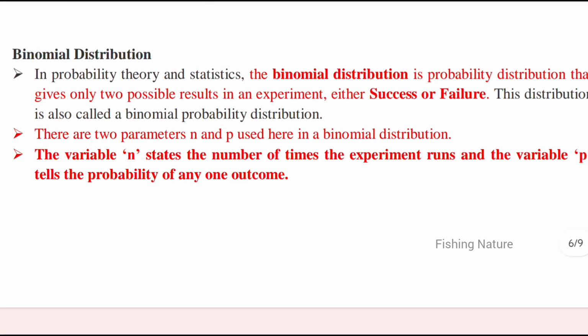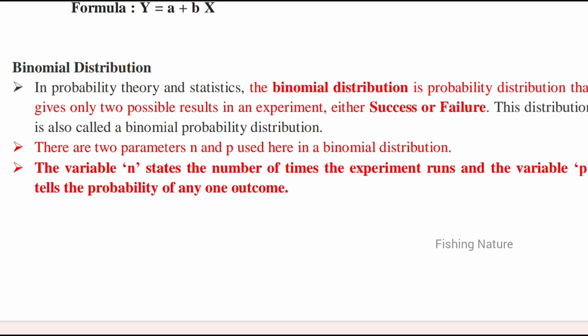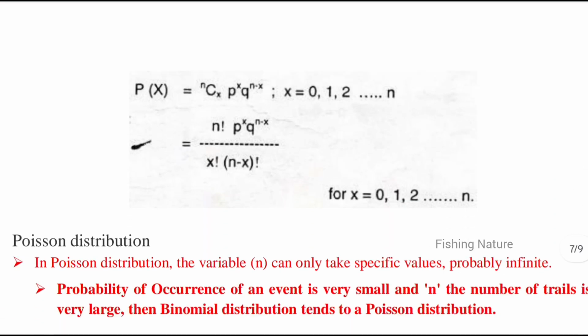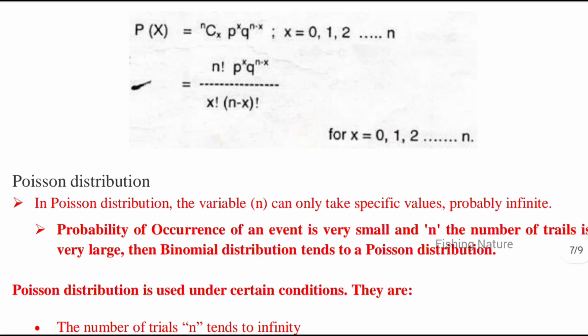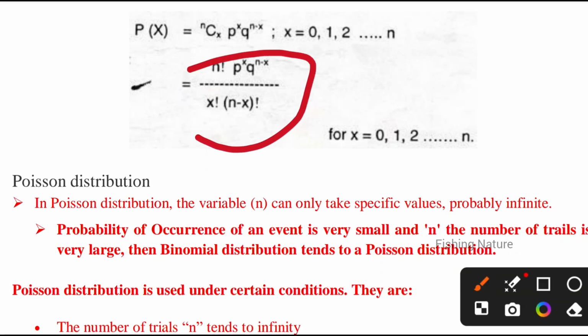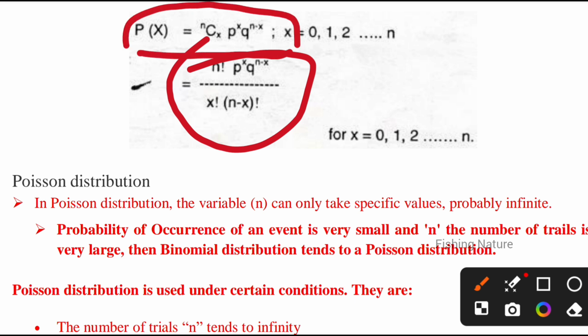There are two parameters, n and p, in a binomial distribution. The variable n states the number of times the experiment runs and the variable p tells the probability of any one outcome. It is the value of n and p. Formula. Remember this formula, it is very important for calculation of sums and problems in binomial distribution.